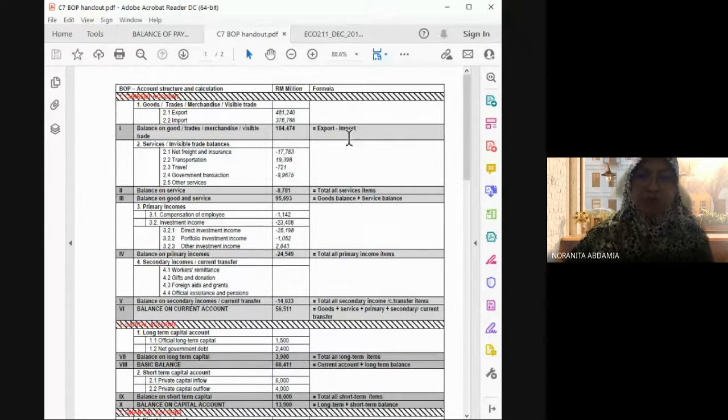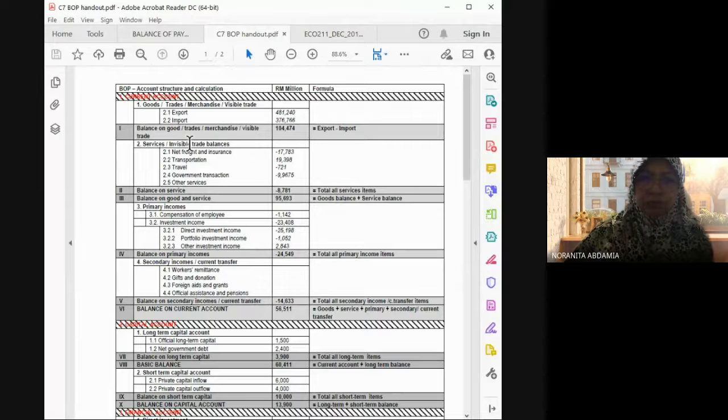So export minus import. That means for the goods, 480 minus 76. Maybe the figure here is not so correct because I just put it there. What I mean is actually the example that I want to show to you. That's the most important thing. So for this first sub account, how to get this, you have to minus export minus import. So this is actually the answer. Okay, that's it for the first.